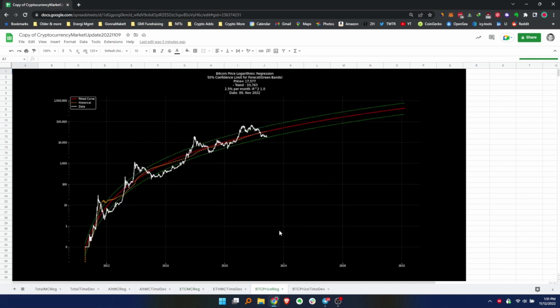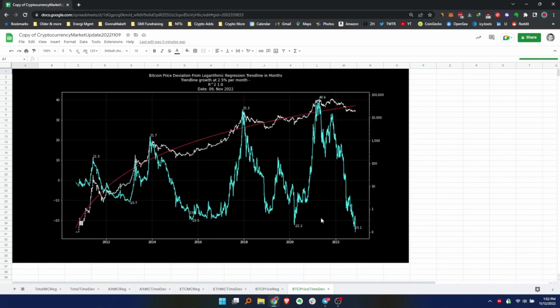But anyway, back to Bitcoin here. Bitcoin is the granddaddy, and that's always got a good value there. But finally, we'll look at the months undervalued here, and we see with Bitcoin as well, very undervalued.